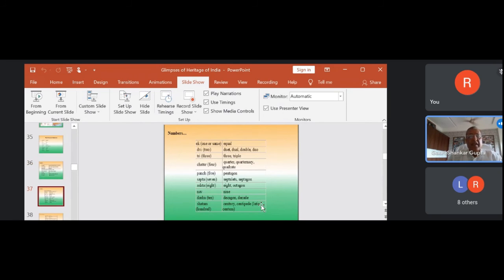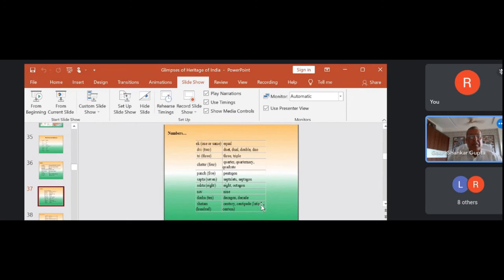Then we go on to the numbers, numericals. Ik becomes equal, that is used for ik. But the 2 to 9 are more or less almost intact. Dwi. Dwi is, in French they call it deux. In Spanish they call it dos. In English they call it two. And they also use the word dual, double, duo. Then three. In Sanskrit it is tre. It becomes three or triple or tri in European languages.